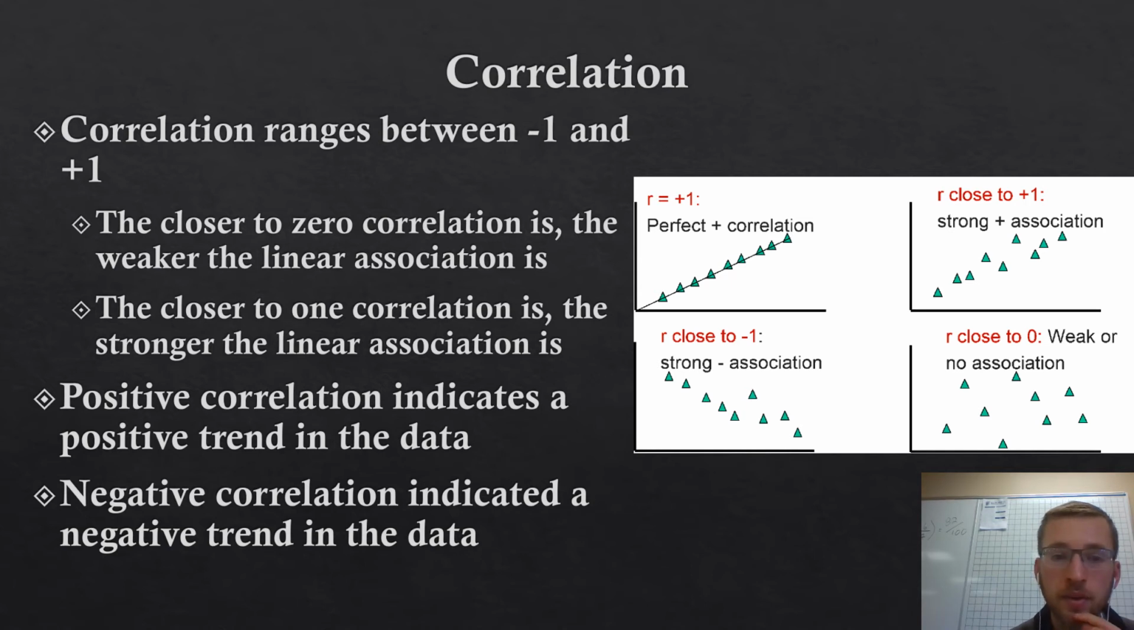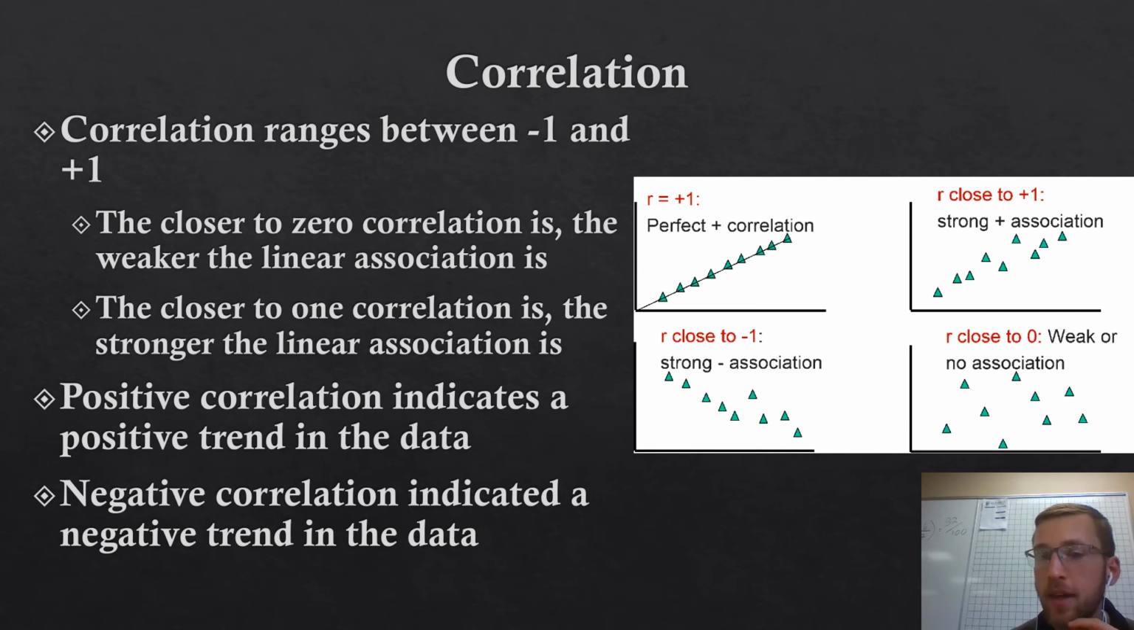The closer to 1 that correlation is, the stronger the association is. And then if we have a positive correlation, that indicates that we have a positive direction in our data. And if we have a negative correlation value, that indicates a negative trend in our data, or a negative direction. So again, if we have an R value exactly equal to 1, as we see in this top left graph, that means we have a perfect straight line in the positive direction, okay?